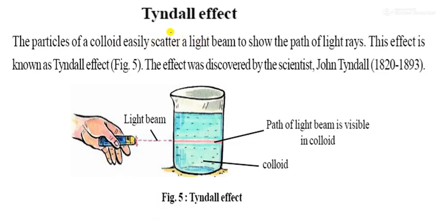So what is the Tyndall effect? When we take a colloidal solution and a light beam is passing through it, the path of the light beam is visible in the colloidal solution. That is called the Tyndall effect. The particles of a colloid easily scatter a light beam to show the path of the light rays. This effect is known as the Tyndall effect. The effect was discovered by scientist John Tyndall. So you can write this name also. It is important for you.